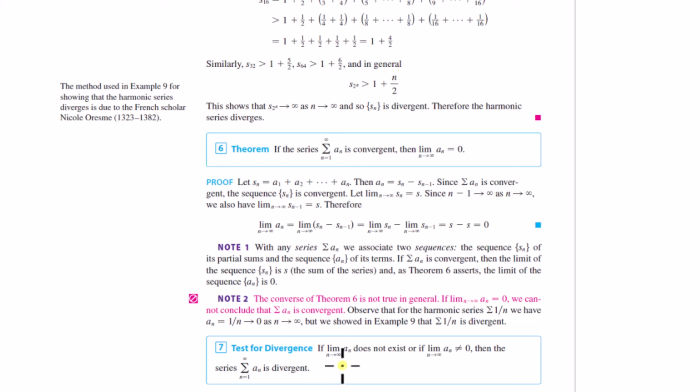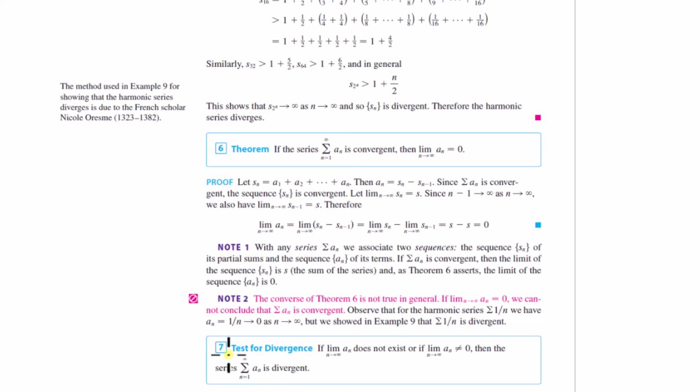If the limit of the sequence A sub n does not exist or is not equal to 0, then the corresponding series is divergent. So it might sound like we're talking in circles here, but we're not. We just said that if the sequence converges to 0, that does not mean that the corresponding series is convergent. However, we can say for sure that if a sequence is divergent, so the limit does not exist, like it's infinity or whatever, or if it's convergent but it doesn't converge to zero, then the corresponding series is divergent. That's a test for divergence.